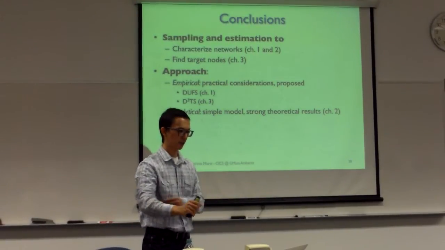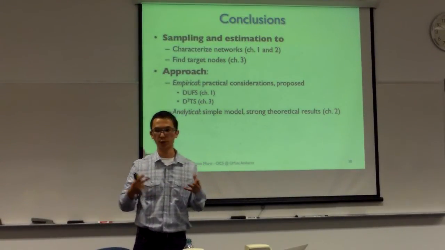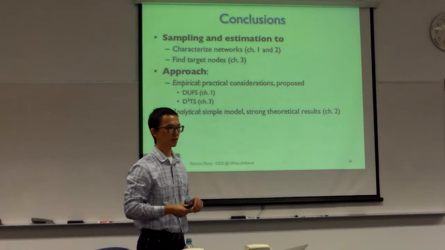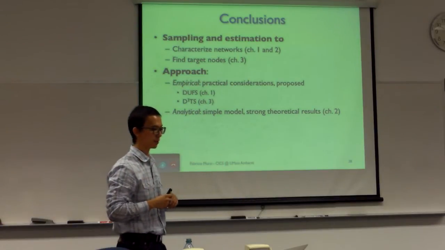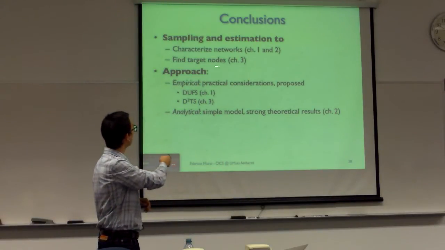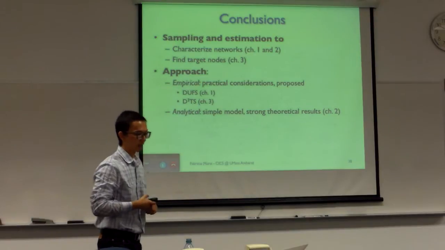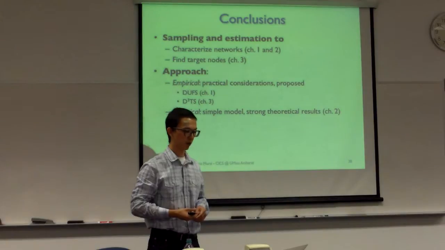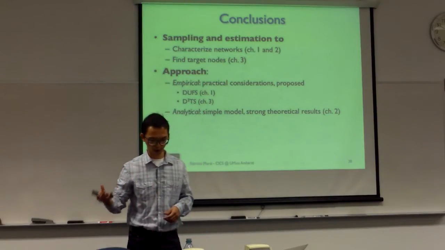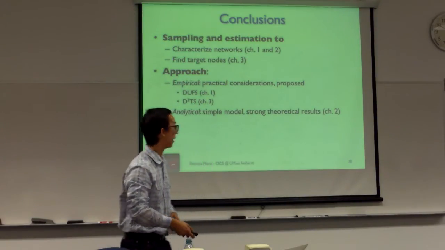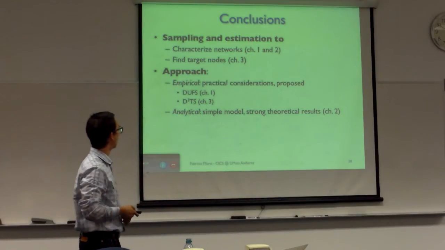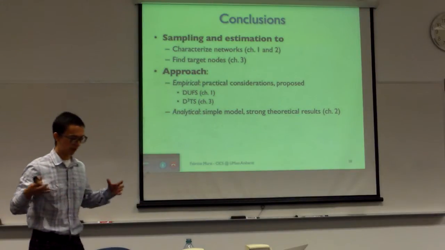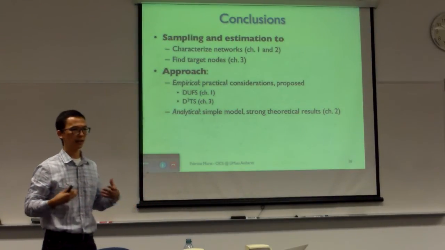In this thesis, we used sampling and estimation for two different purposes. One is to characterize networks, which can be thought of as the traditional purpose. And the other is to find target nodes. In terms of approaches, we also used two contrasting approaches. One is more empirical, where we make several practical considerations and propose methods that can be used in practice. And the other is more analytical in nature, where we look at a simple model that allows us to establish strong theoretical results.